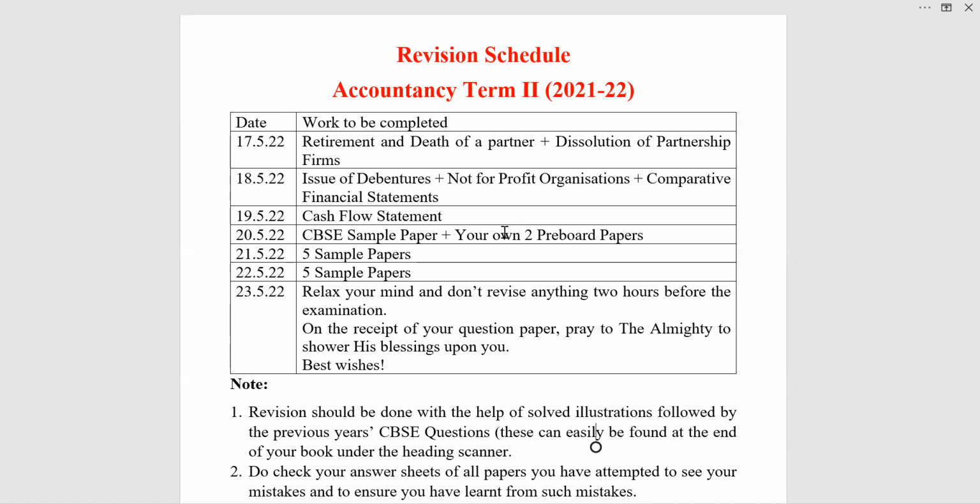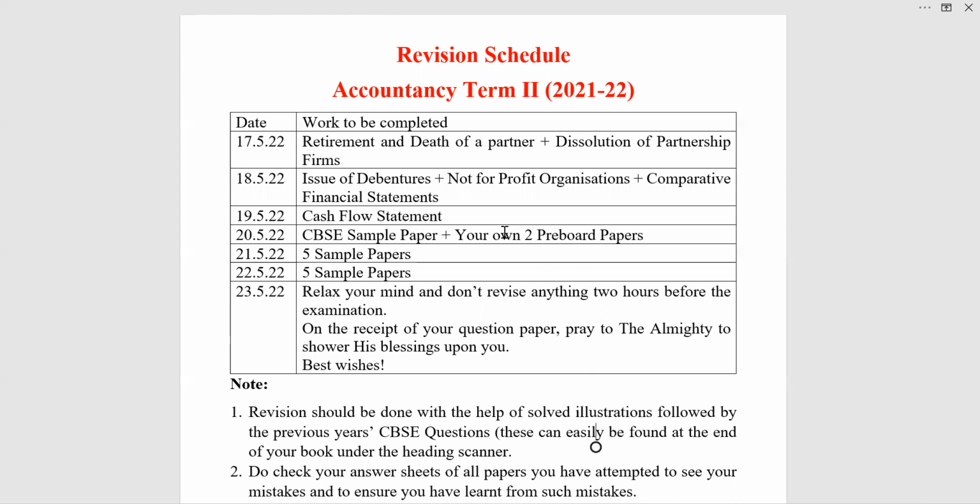You should revise the CBSE sample paper term 2 with the marking scheme. Open the question paper and simultaneously open the marking scheme, and see how the questions have been done. You can solve the CBSE sample paper in your register and compare your answers with the marking scheme. And I also suggest you revise your pre-board papers.